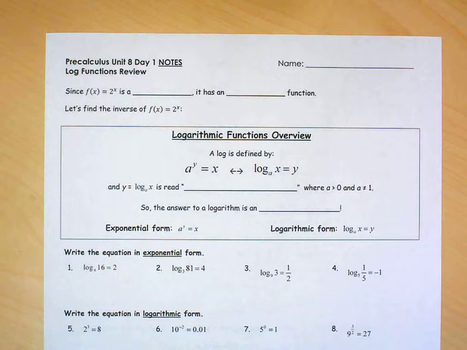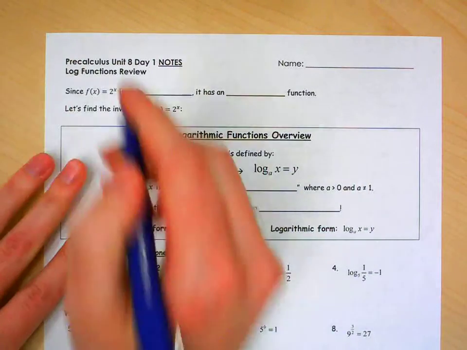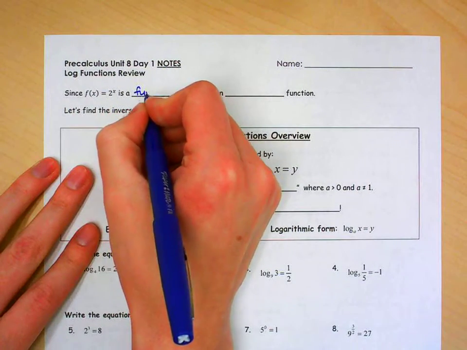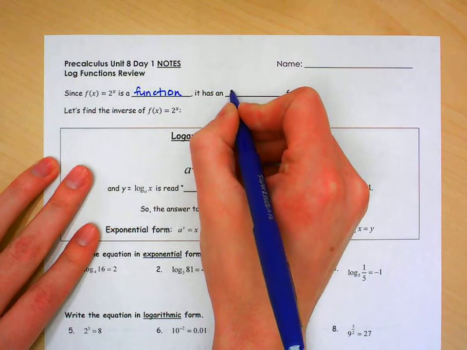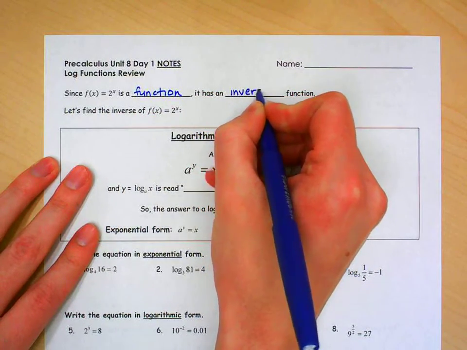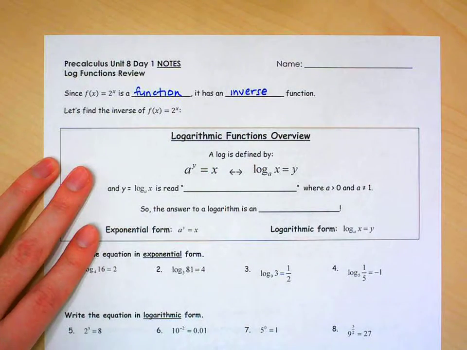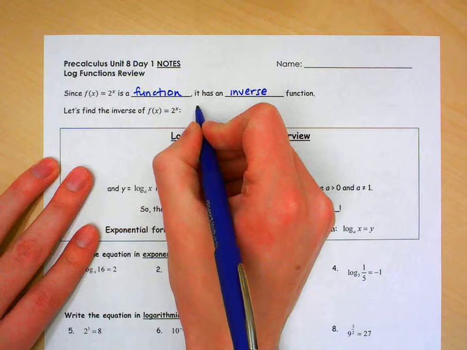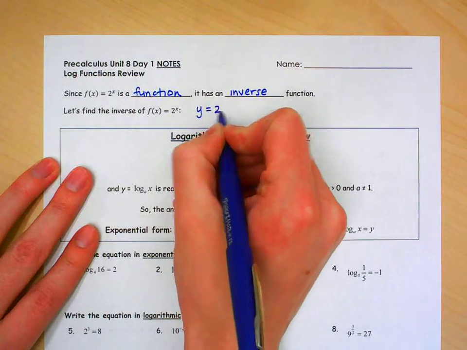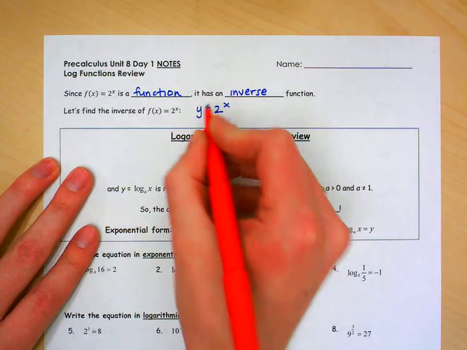So let's get started. Okay, it says since f of x equals a to the x is a function, well, this is a review of exponentials really quickly. Since it's a function, that means that it has an inverse function. So let's see if we can identify that real fast. If this is my function, I'm just going to rewrite it quickly as y equals 2 to the x. That's going to be my original.